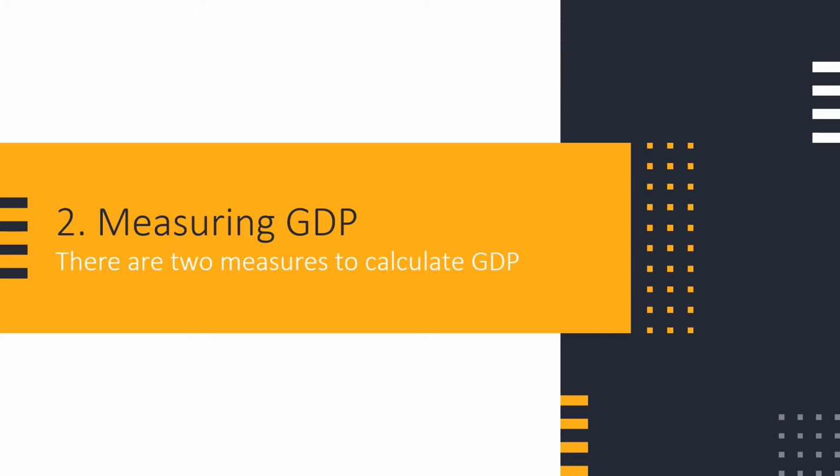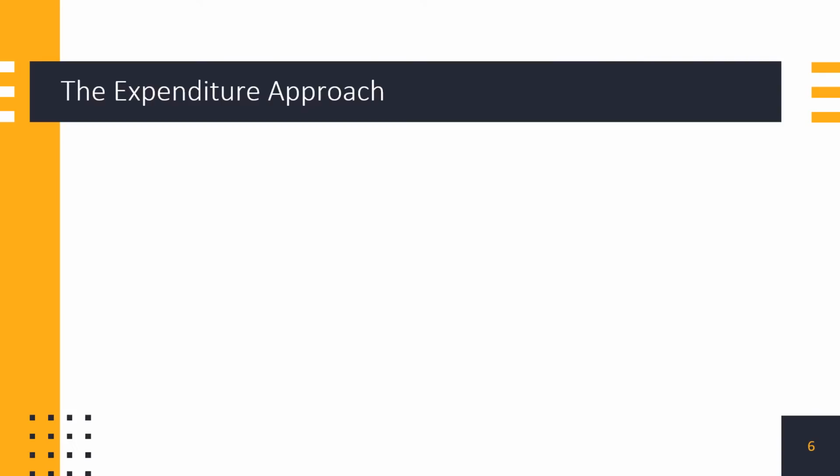Let's move on to the second part of our lecture, which is to measure GDP. Here you will learn two ways or two measures on how to calculate the GDP. The first way to calculate GDP is called the expenditure approach.